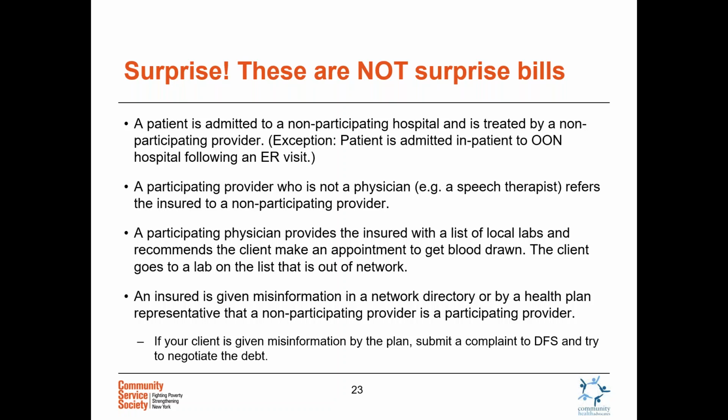Next, a participating physician provides the insured with a list of local labs and recommends the client make an appointment to get blood drawn. The client goes to a lab on the list that is out of network. Again, think about the reason for the surprise bill law. It's for consumers who did all of their homework and made sure that they went to someone in network. This one is really tricky because it seems like the physician is referring the client, but they're not, because they're providing the client with an option and the client is making the choice, not the doctor.